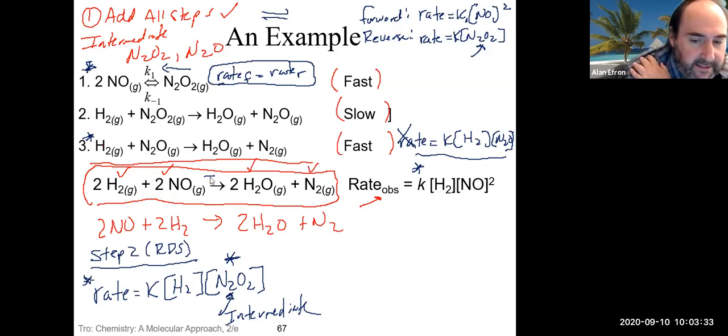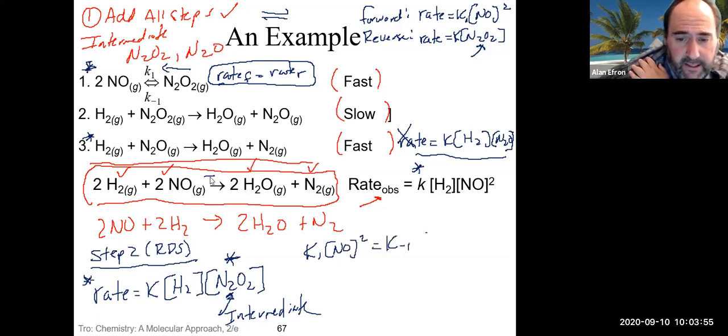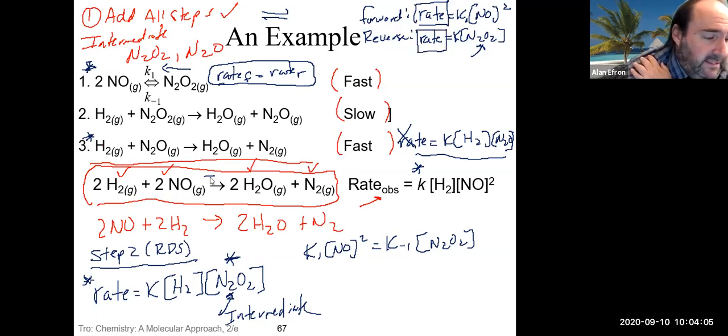what's going to happen is I could set each of these things equal to each other. So I could set the forward direction equal to the reverse direction. And when I do that in terms of the rate law here, I could say that K1 of NO squared will equal K to the minus 1 of N2O2. And again, because this number here and this number here, although I don't know what it is going to be, are the same, that's why I can set these equal to each other.